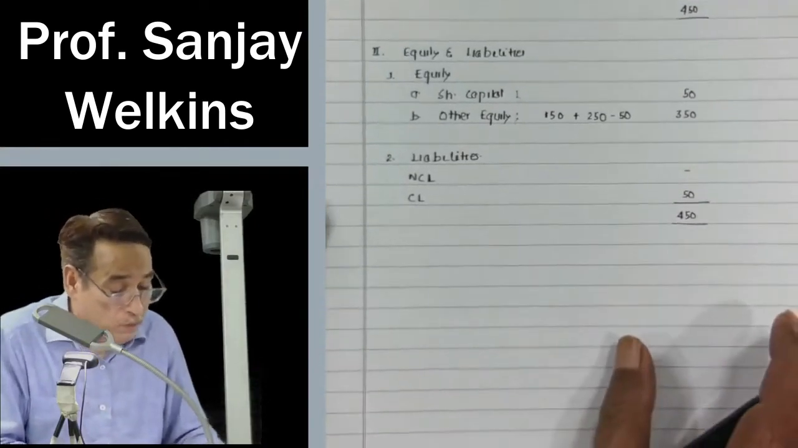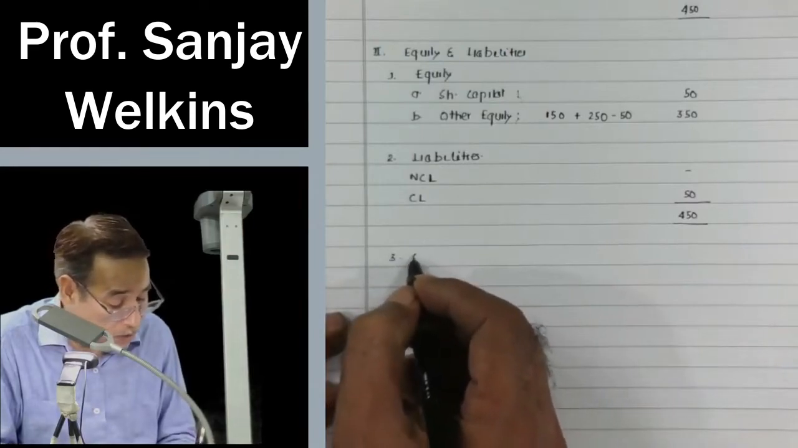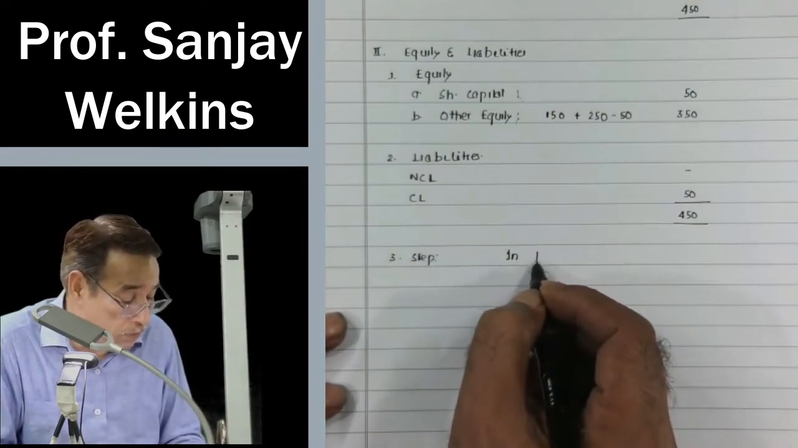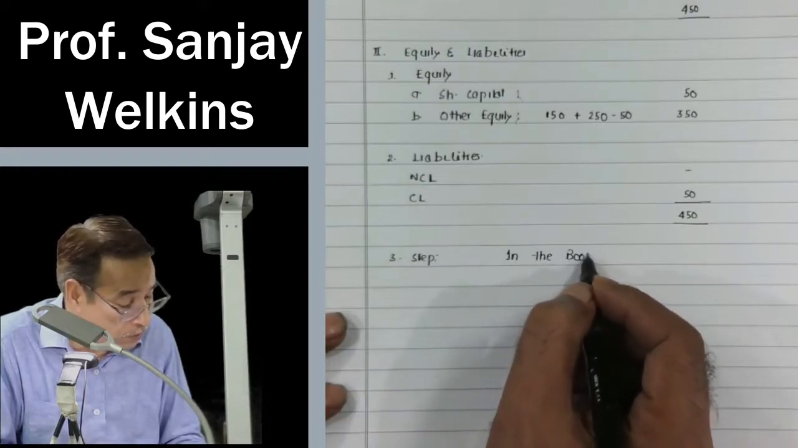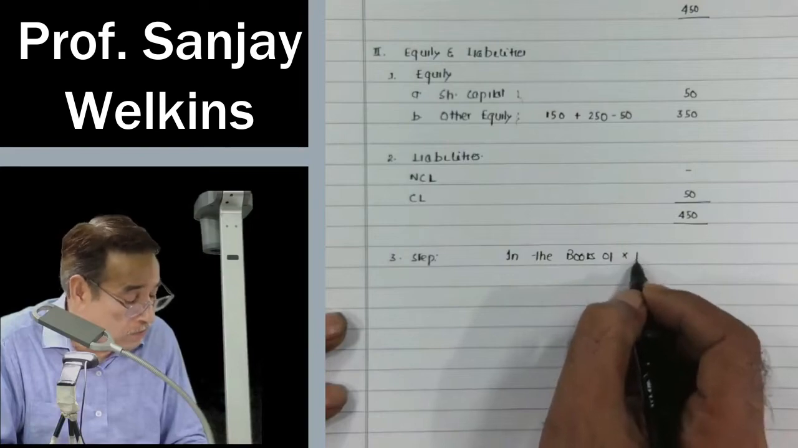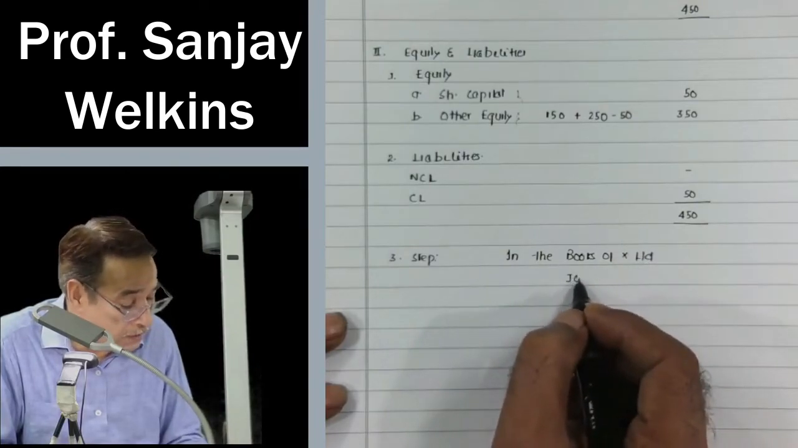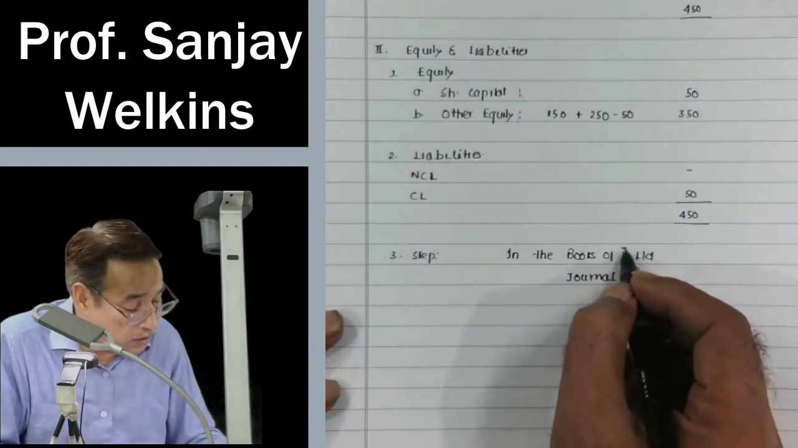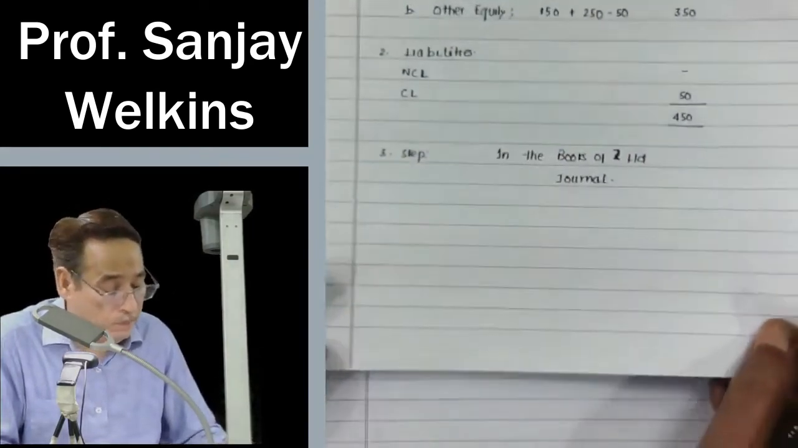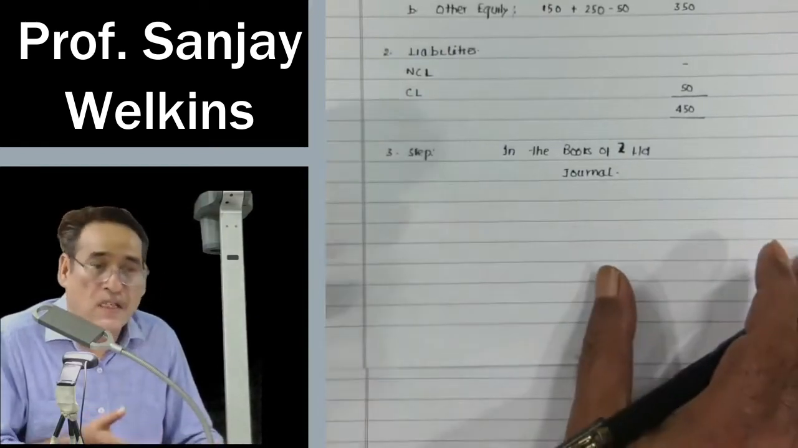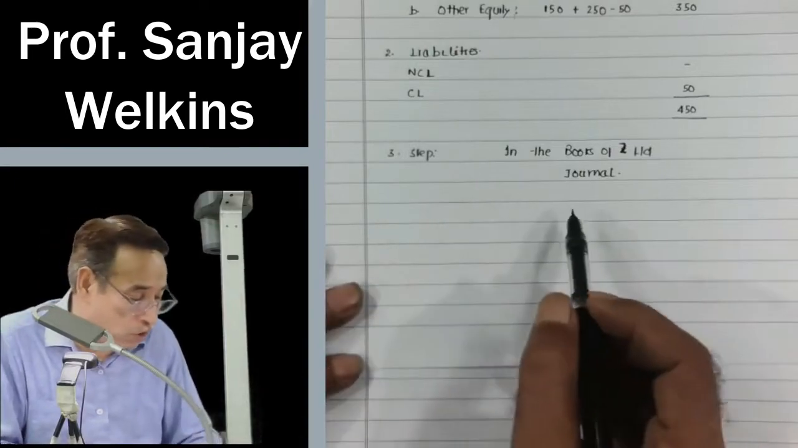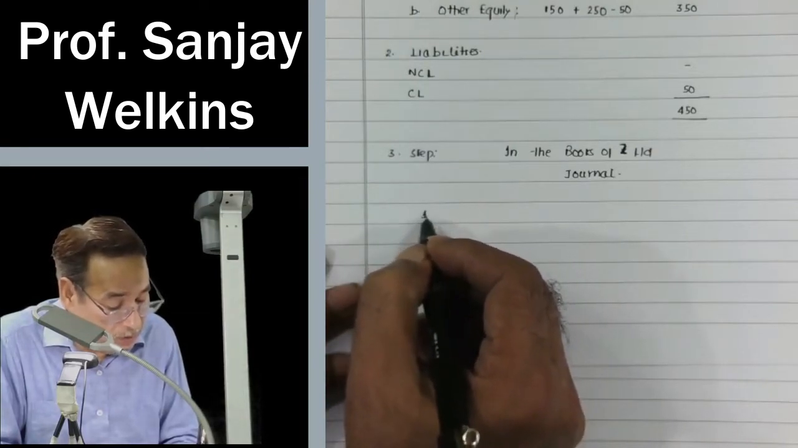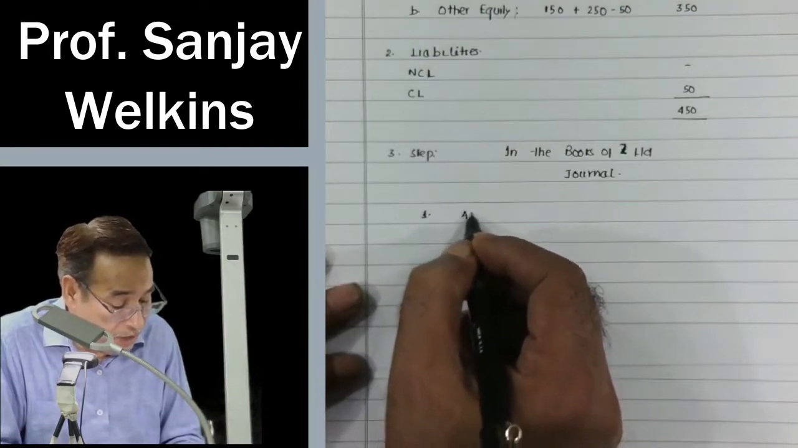Isn't it? Now we move over to step number 3, third step. As far as third step is concerned, you will have to pass, first of all, in the books of new company, the entries, in the books of Z Limited. In the books of Z Limited, you will pass entries, so I will write journal. Now you presume you are the purchasing company. You have acquired assets and liability from us. So whatever assets and liability which you have acquired, you are going to record them. It is very simple. Assets, liability.